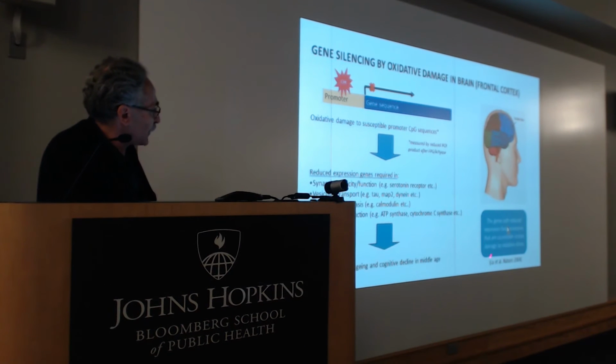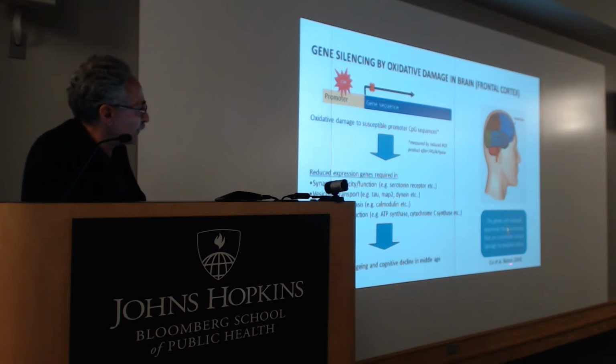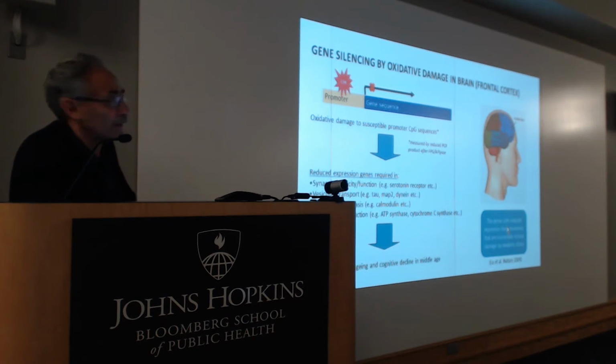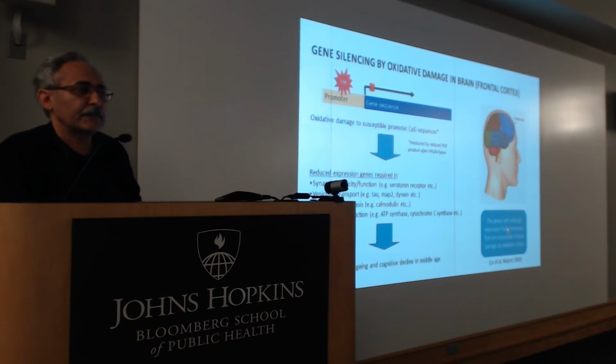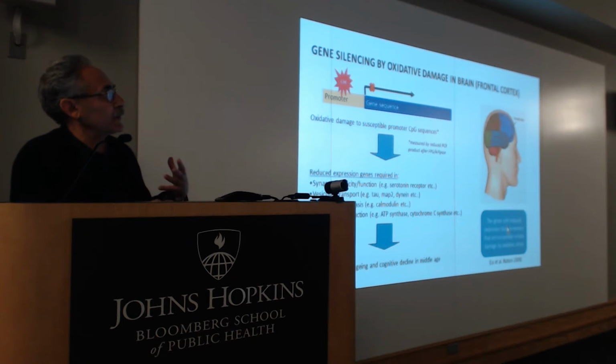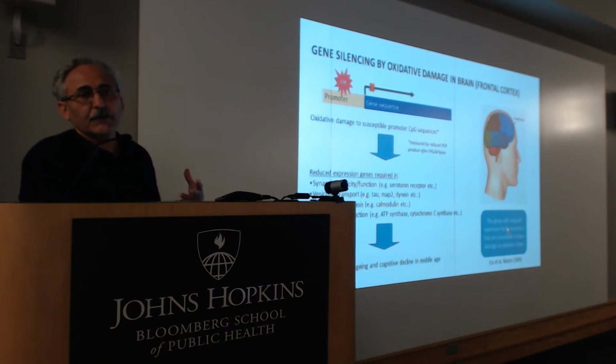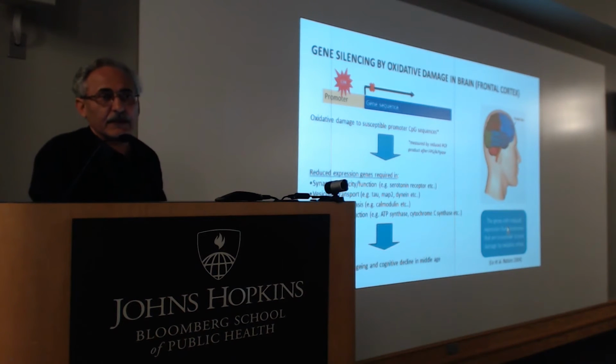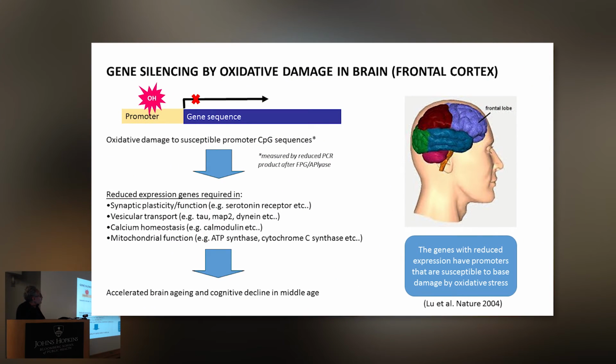This is a paper published in 2004 from Yankner's lab. The first author is Liu. And what they did was they took biobanked brains of people who passed away but who were healthy. They passed away because of an accident, and they donated their brains. And they looked at the gene sequence, the promoter sequences, and gene expression in the prefrontal cortex.